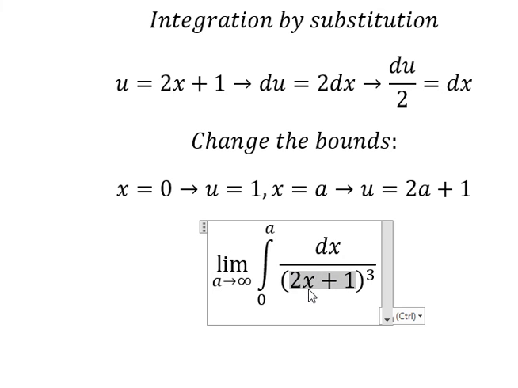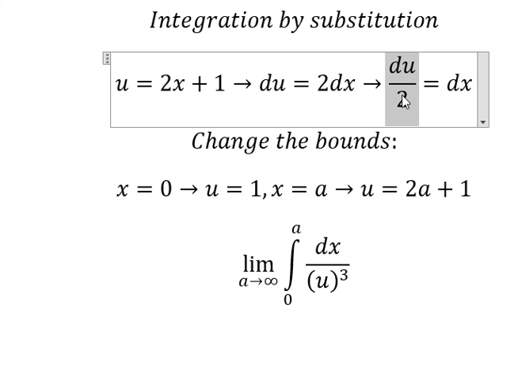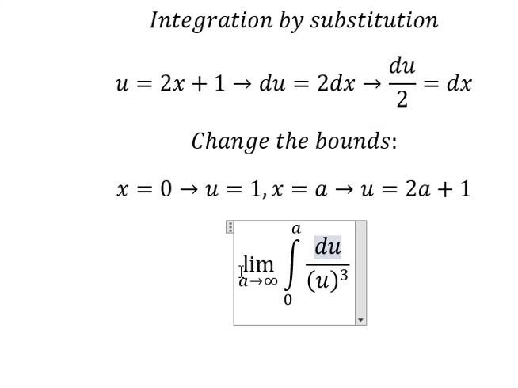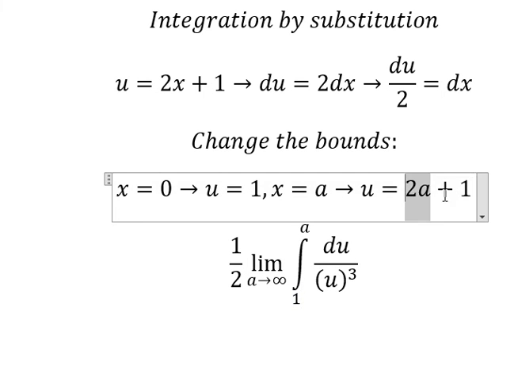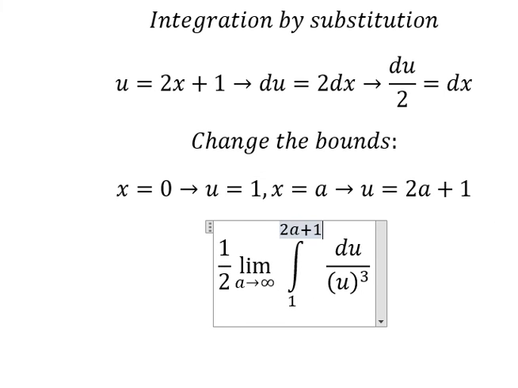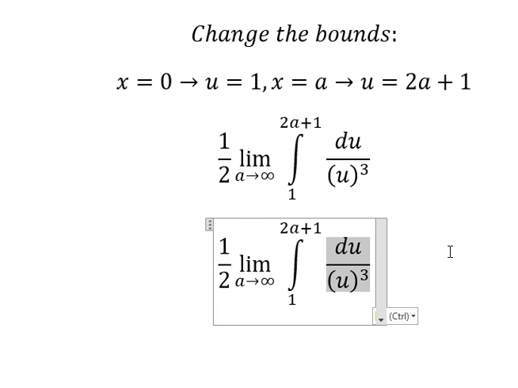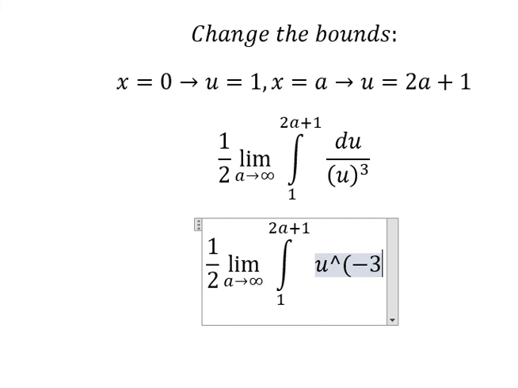So this one we change by u. The x we change by u over 2. 0 we change by 1. A we change by 2a plus 1. So this one we have u to the power of negative 3.